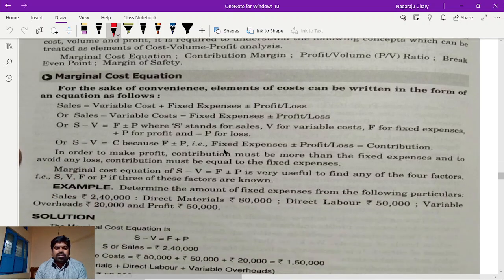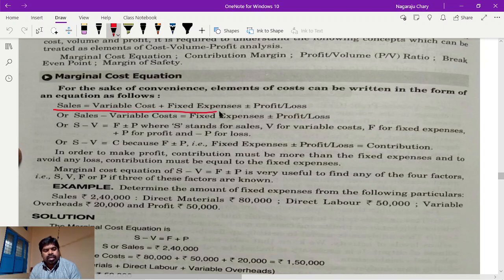First one, marginal cost equation. For the sake of convenience, it is written like this as an equation. Sales equals variable cost plus fixed expenses plus or minus profit or loss. Or you can say sales minus variable cost equals fixed expenses plus or minus profit or loss. Or we can say S minus V equals F plus or minus P. So this is the marginal cost equation.